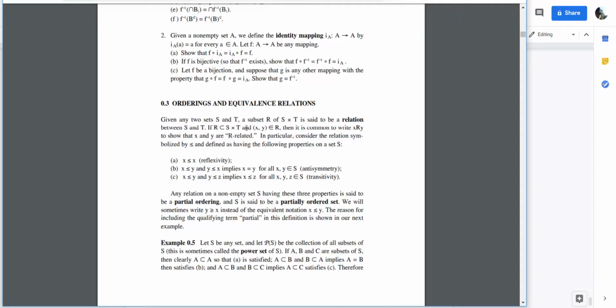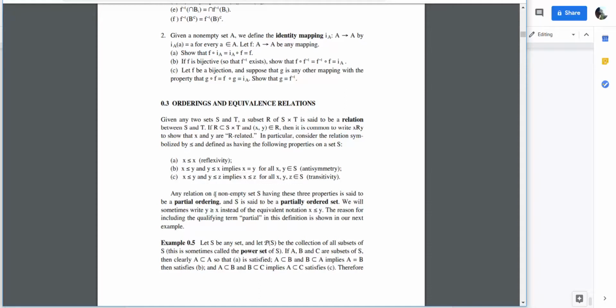So if R is a subset of the Cartesian product, so you're given two sets, a subset of the Cartesian product is said to be a relation between S and T. Okay, so if R is a subset of the Cartesian product and x and y belong to the set of real numbers, then it is common to write x is R-related to y to show that x and y are R-related. In particular, consider the relations symbolized by less than or equal, defined as the following on S. Okay. Yeah, so ordering is very important.